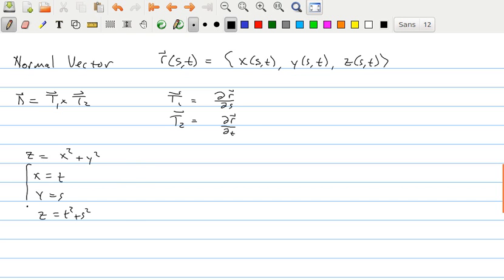So there's our parameterization. Let's look at our two tangent vectors going in. t1, well, that will be the partial of this vector here with respect to s. The partial of x with respect to s is 0. The partial of y with respect to s is 1. The partial of z with respect to s is 2s.